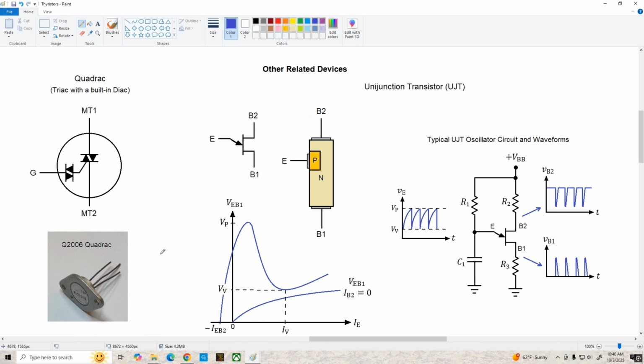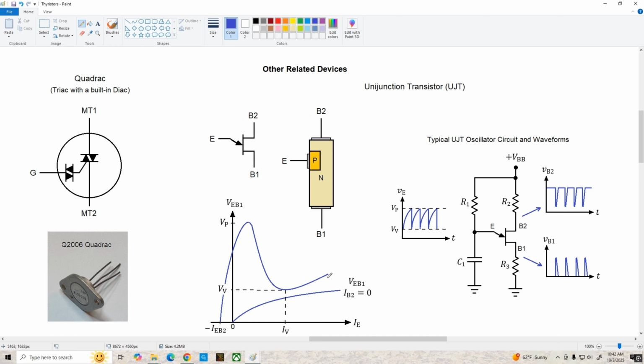Now the final device we're going to look at is the unijunction transistor, or UJT. Unijunction transistors aren't thyristors themselves, but they're usually used in conjunction with thyristors in triggering circuits. As you can see, the UJT has two base terminals and an emitter terminal, and it does have one PN junction. That's why it's called a unijunction transistor.